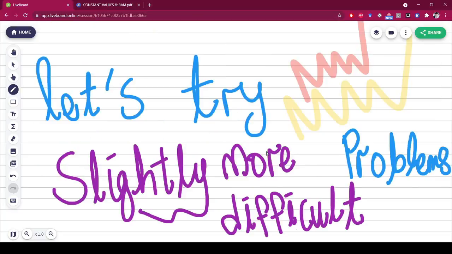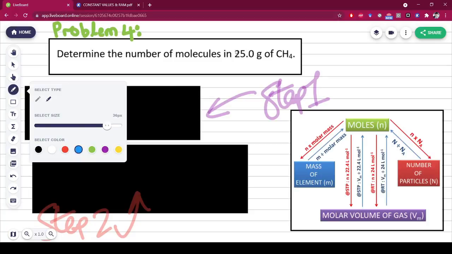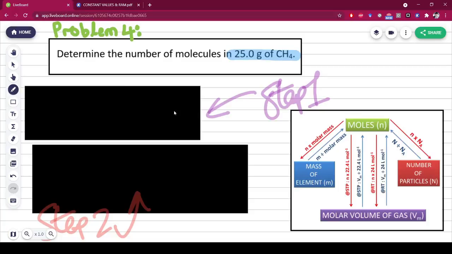Now, let's try slightly more difficult problems. Okay, so I'm going to challenge you to think about these problems now. So problem number 4, you are required to determine the number of molecules in 25.0 grams of CH4. Determine the number of molecules in this much of CH4. Our starting point will be from mass. If you look carefully, our starting point is from here. So we're going to start from here.